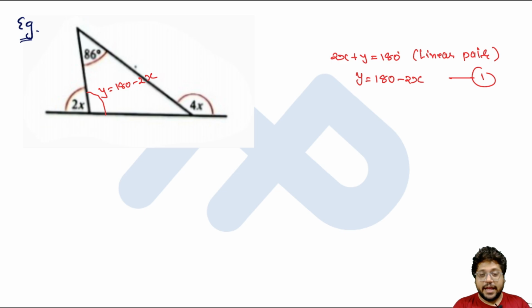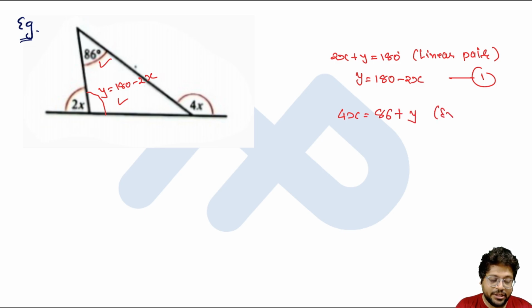Now I'll use that exterior angle property, that 4x is equal to the sum of two opposite interior angles. So 4x is equal to this 86 plus y. Reason is exterior angle property.